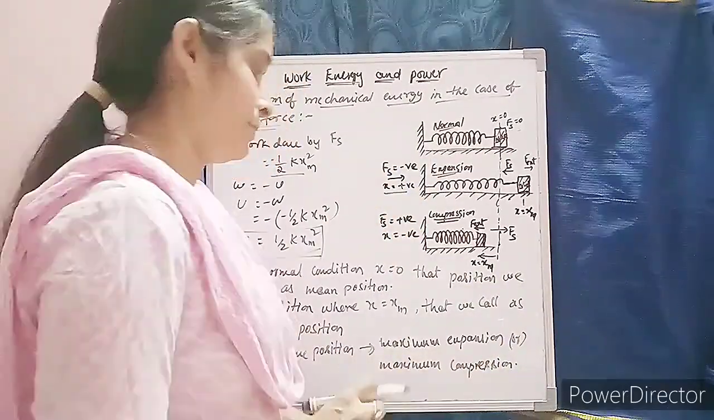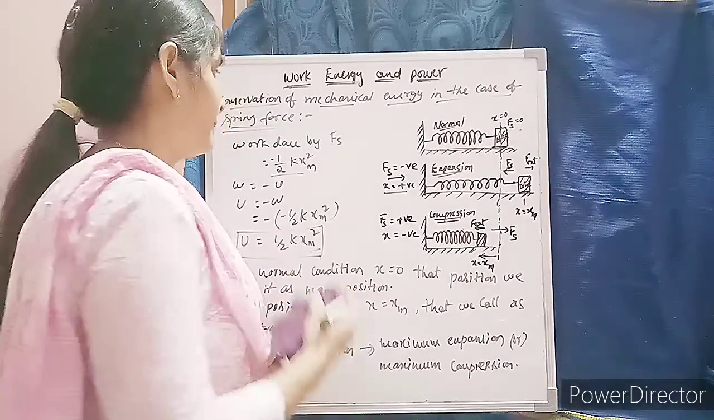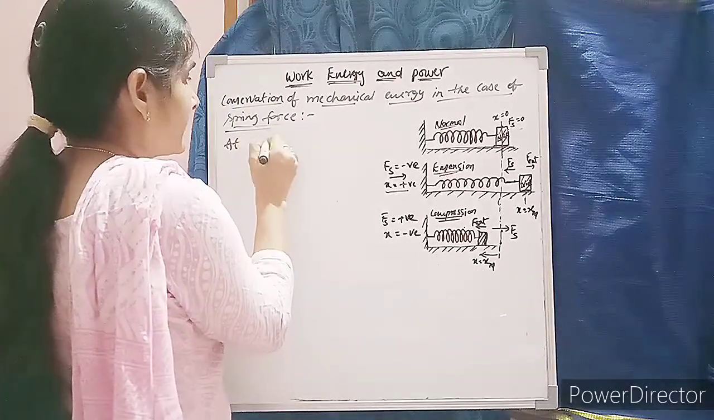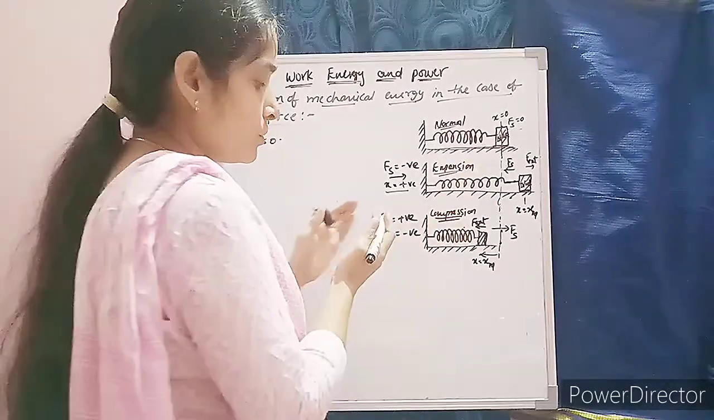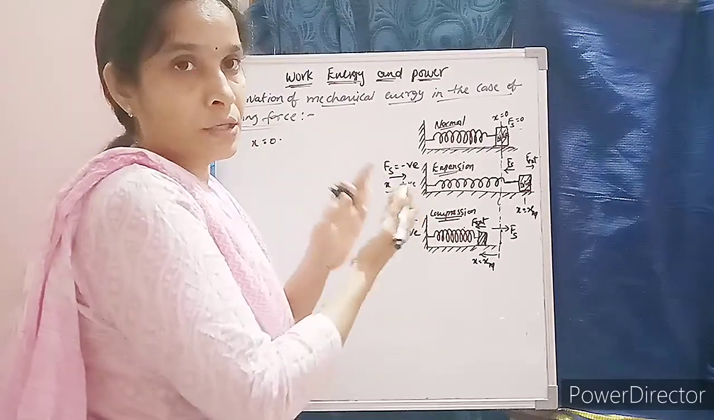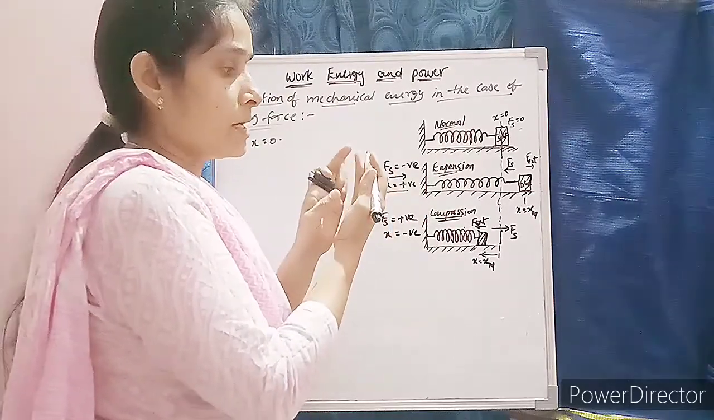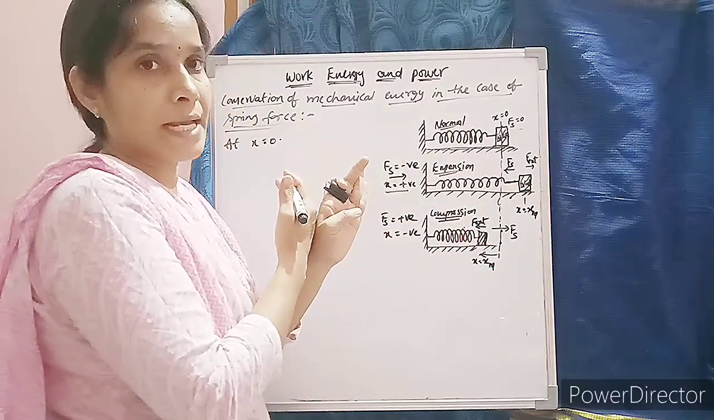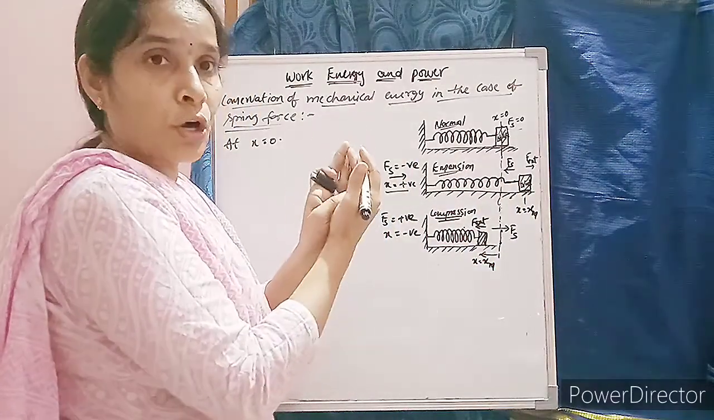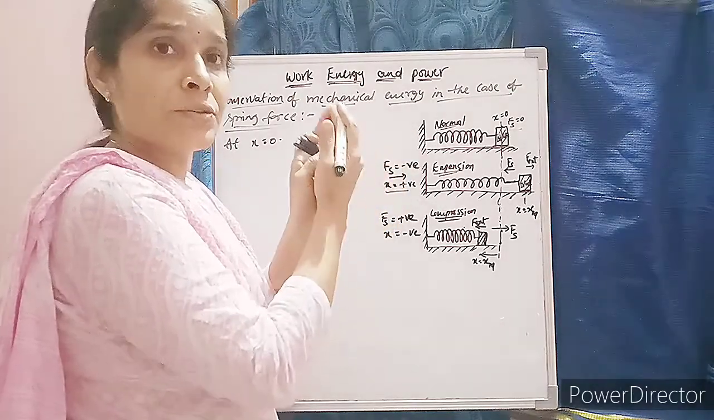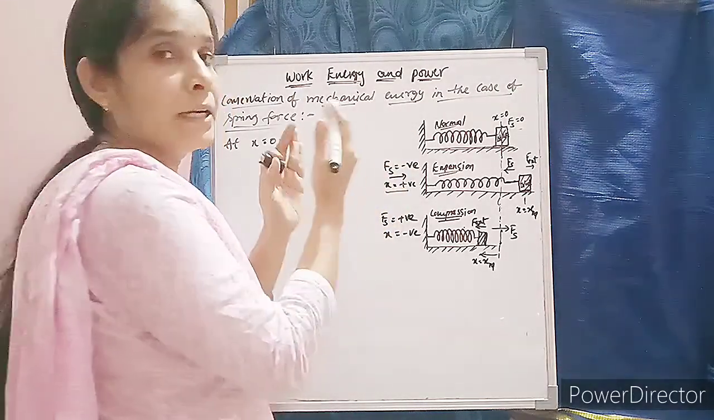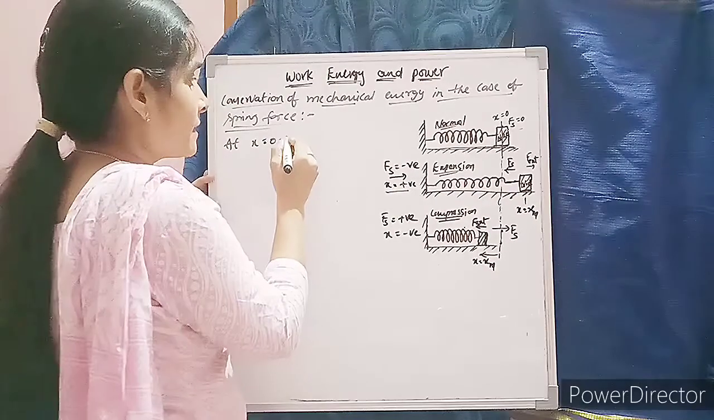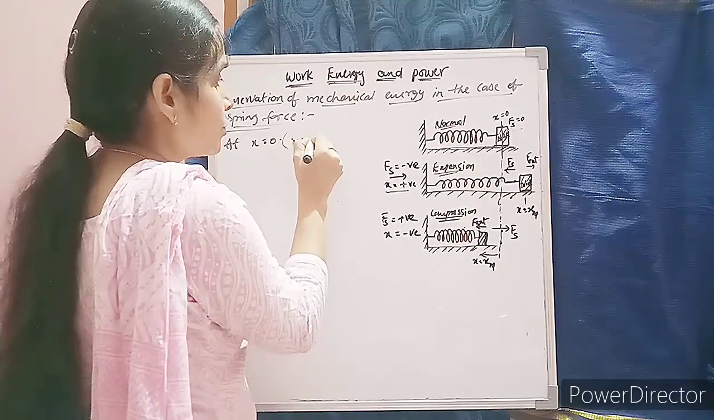Maximum expansion or maximum compression at x is equal to 0. At x is equal to 0, we are using the external force, so that it has to move either in positive x-axis or negative x-axis. So that means the block has the maximum velocity at the mean position.